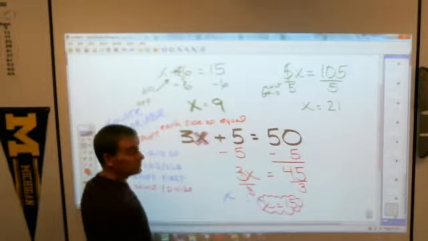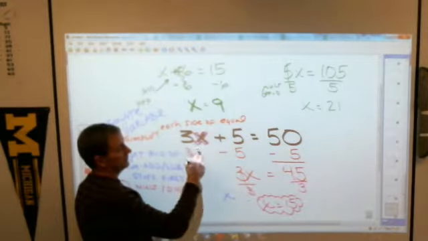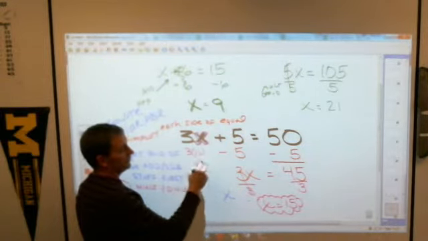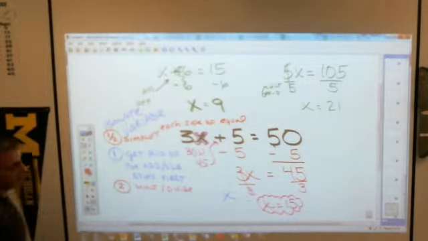And if you want to know if your answer is right, you can always plug it back into the equation. What is 3 times 15? 45. And what is 45 plus 5? 50 is what I got there.